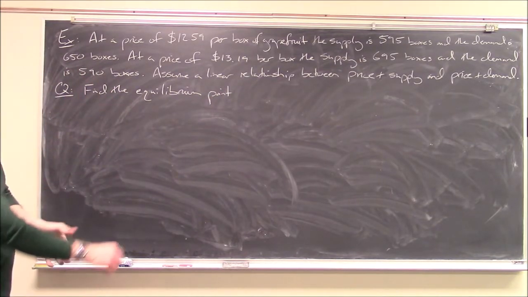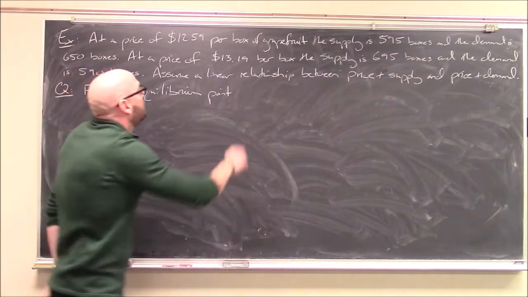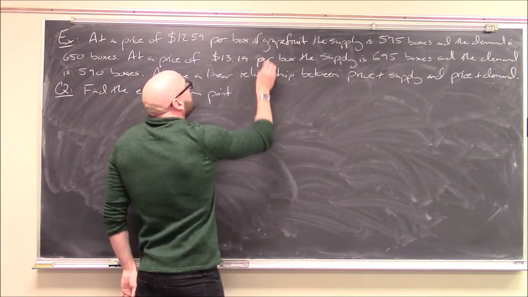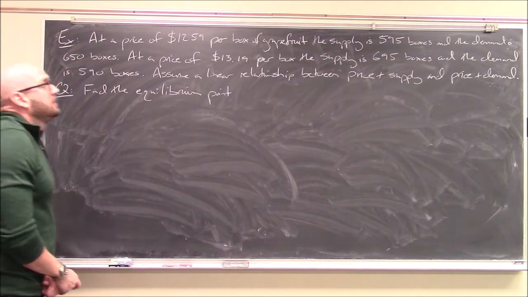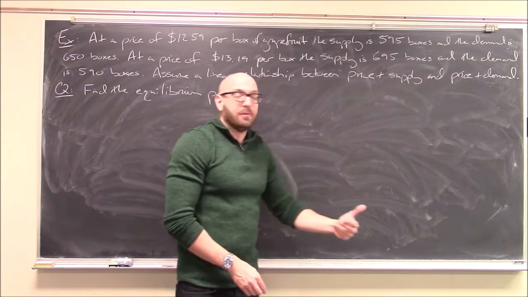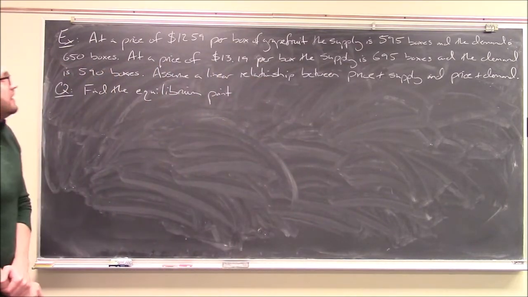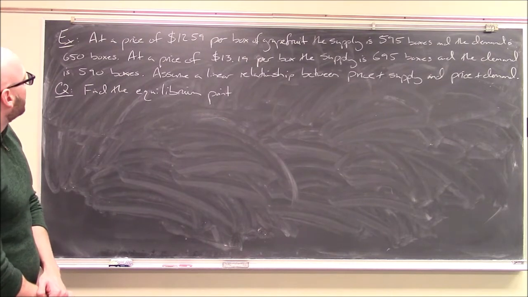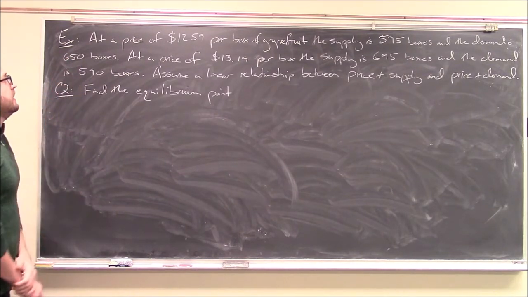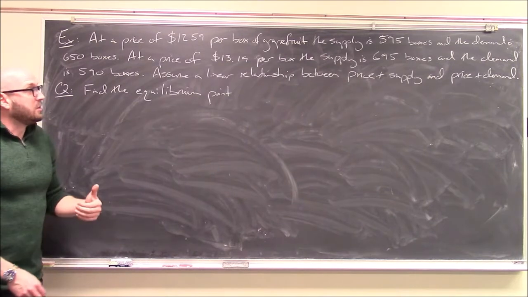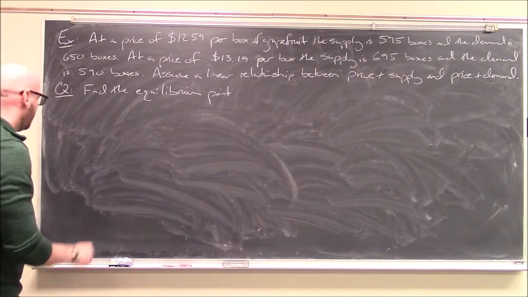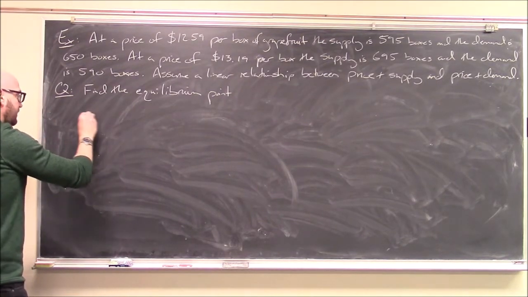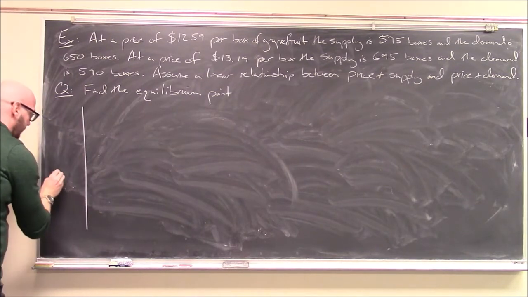And at a price of $13.19 per box, the supply now, obviously the price has gone up, so the supply has gone up to 695 boxes, but the demand has fallen as the price has risen, and the demand is now 590 boxes, fallen from 650. So assume we have a linear relationship between price and supply and price and demand, and the question is to find the market equilibrium, find the equilibrium point. So let's draw some stuff here. Let's graph this.